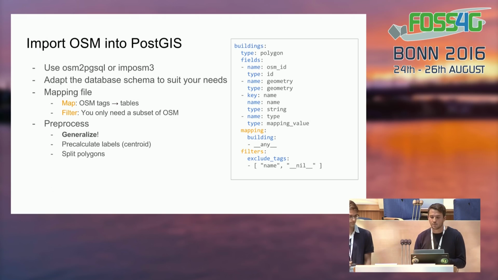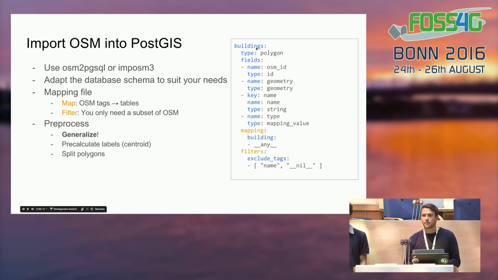So now we talk a little bit about each step. First is importing the OpenStreetMap data into PostGIS. There are two options, basically, osm2pgsql and imposm 3. We decided to choose imposm 3 because it's very fast and it has this nice configuration where you can define which OpenStreetMap tags get imported into which database table. On the right-hand side, we can see an example of this configuration. There is a database table defined called buildings, into which all OpenStreetMap objects with the key building get imported.